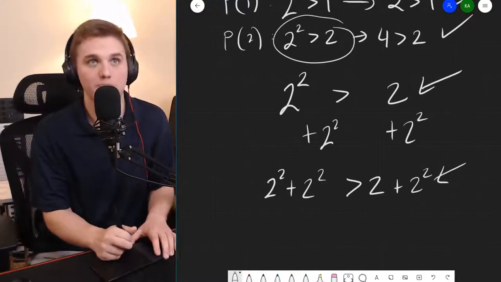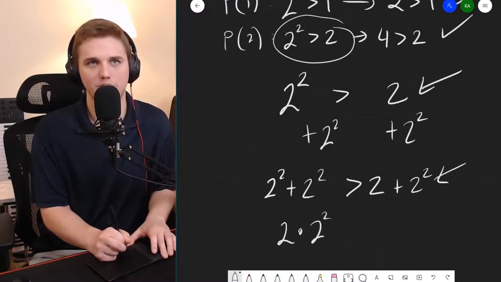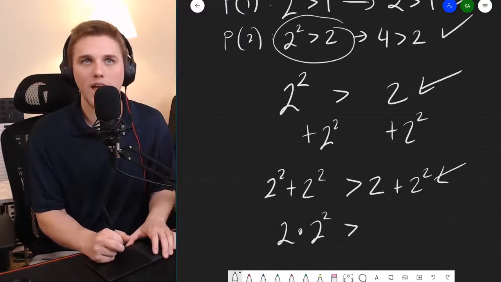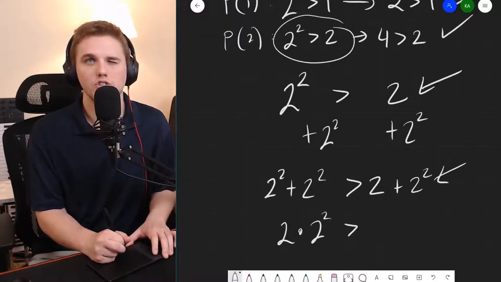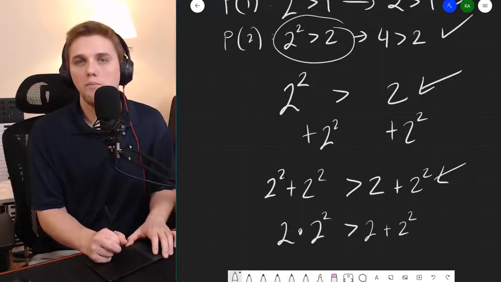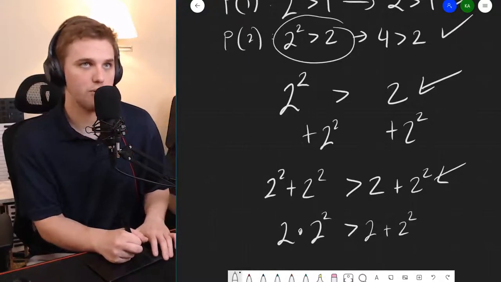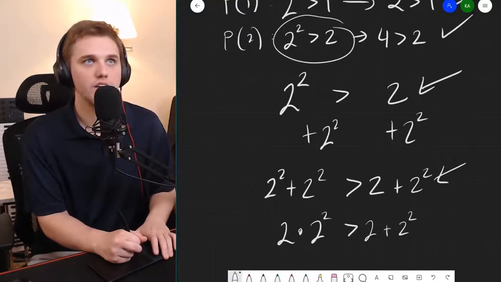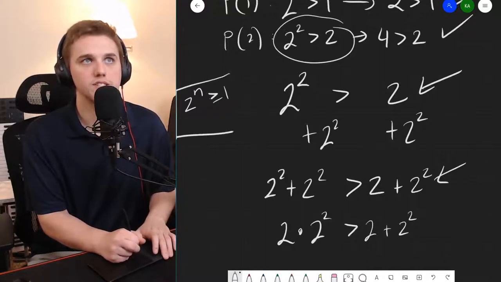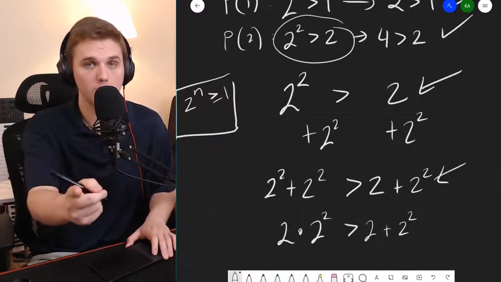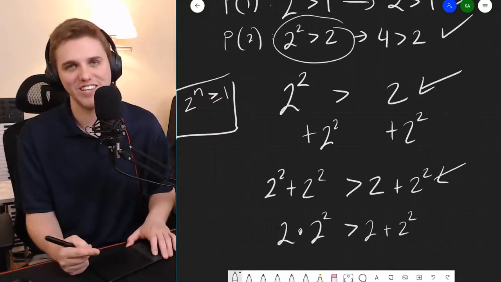Now, let's keep going. Two copies of 2 squared. Think of it that way. And the right-hand side is 2 plus 2 squared. But, and this is something important, I just want to emphasize that 2 to the n over here, just keep this in mind, 2 to the n is greater than or equal to 1. You get to make this assumption in this proof. Your instructor will allow you to do this. You have to do this, technically.